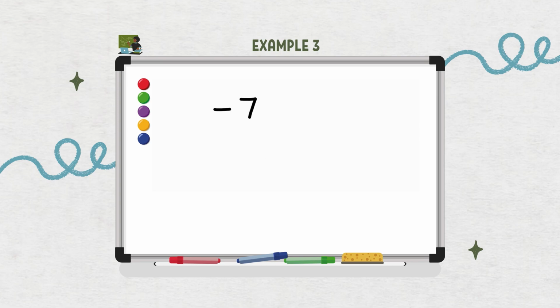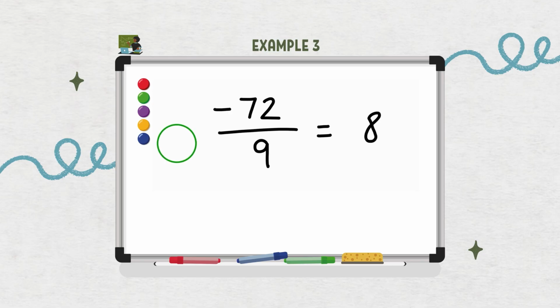Example 3. Here we have negative 72 divided by 9. The first thing we're going to do is divide like normal. 72 divided by 9 is 8. Now, let's use our smiley face to see if it's going to be a positive 8 or negative 8. We have a negative eyeball coming from 72 and a positive eyeball coming from 9. So therefore, negative 8 is going to be our final answer. Be sure to box it in.